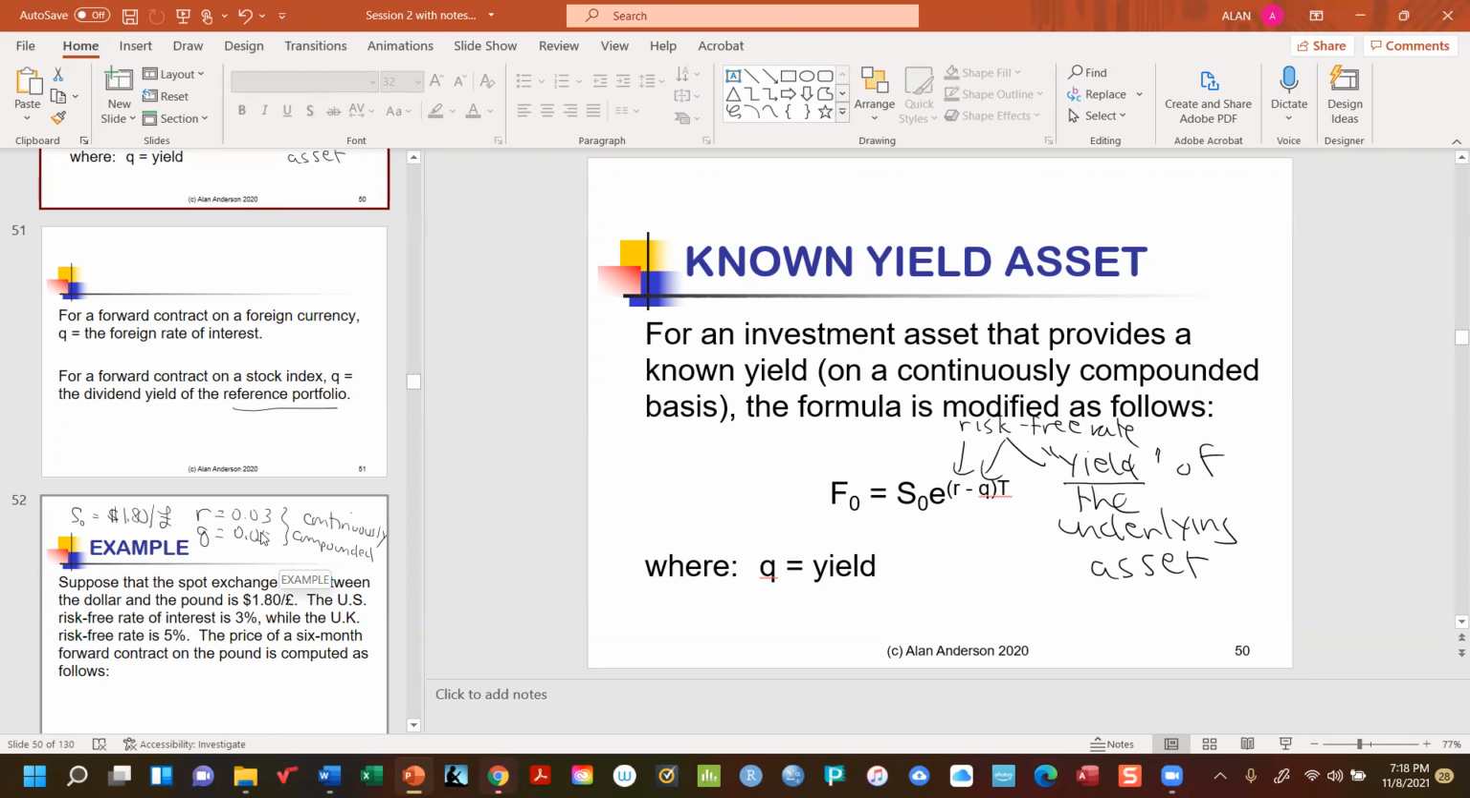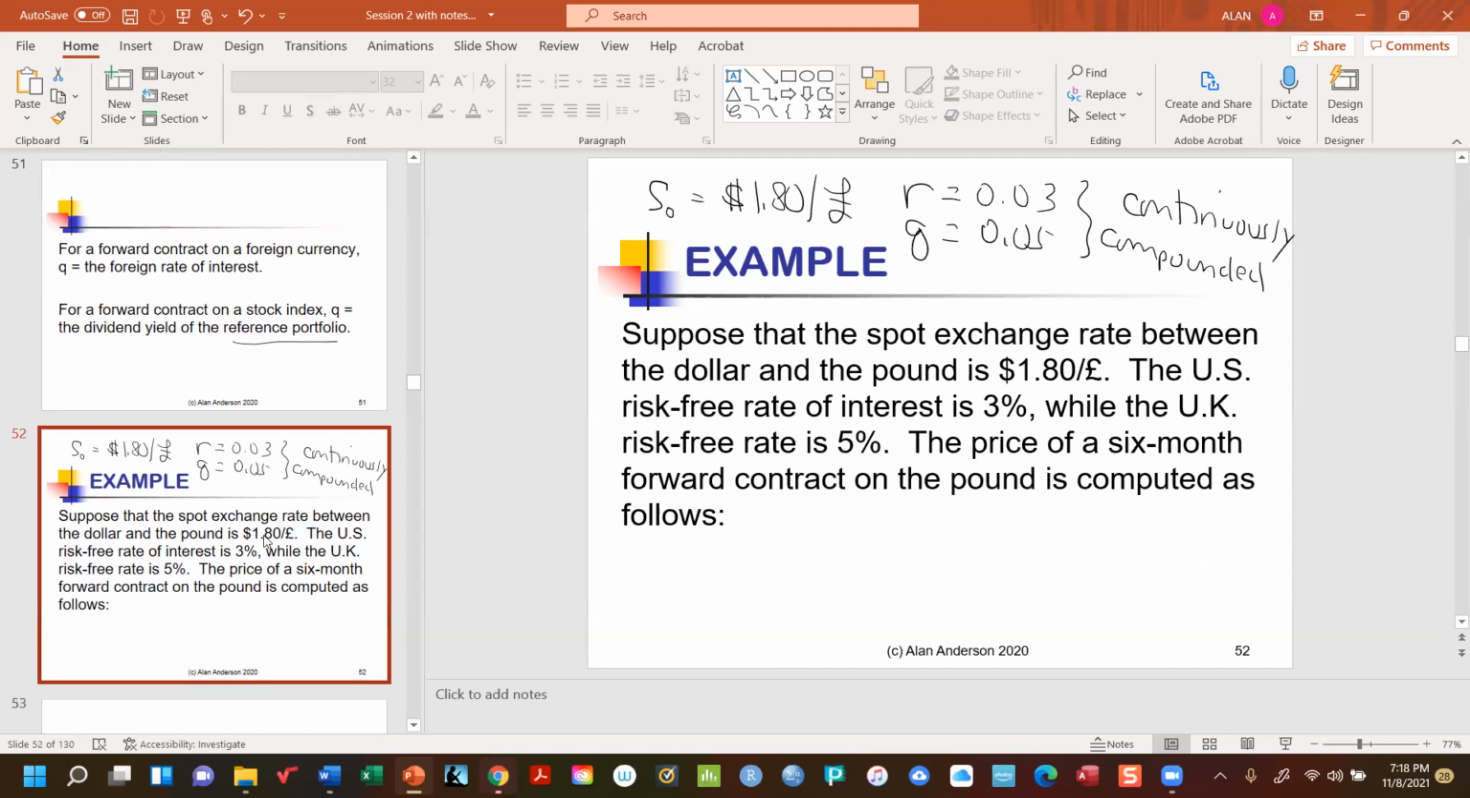All right, so here's a good example of this. The spot exchange rate between the dollar and the pound is currently $1.80, let's say. The US risk-free rate is 3%, and the UK risk-free rate is 5%. Those are treasury bill yields. The price of a 6-month forward contract on the pound is computed as follows. In other words, if I want to enter into a forward contract to buy British pounds in 6 months, what would be the arbitrage-free forward exchange rate? Well, let's find out.